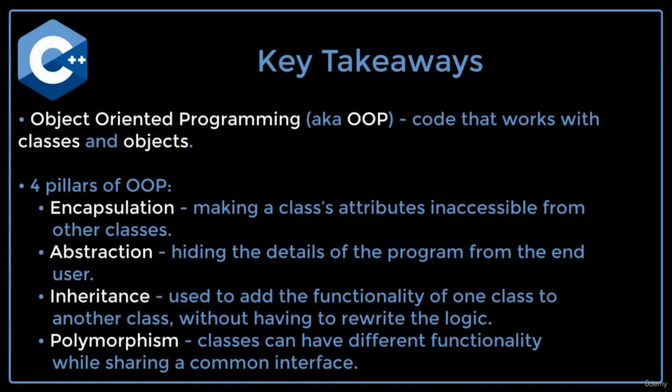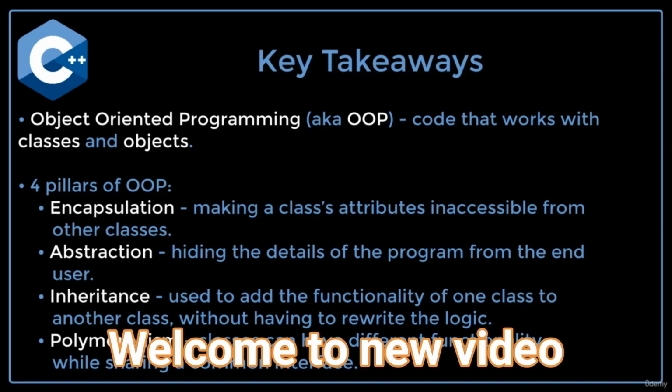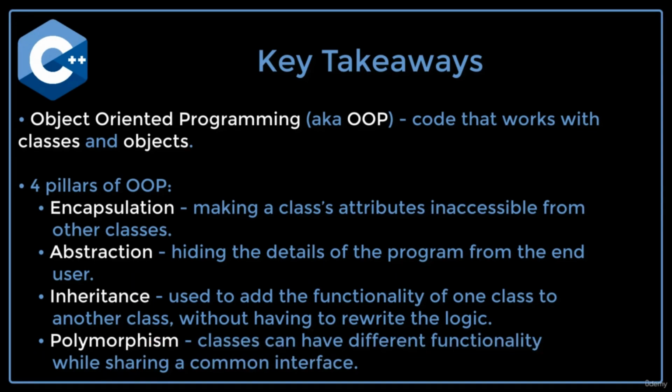In this video, we will recap the key takeaways from the material we learned in this section of the course. Object-Oriented Programming, or OOP, is code that works with classes and objects. C++ is an object-oriented programming language, along with languages such as Java, C#, and Python. There are 4 pillars in object-oriented programming: inheritance, encapsulation, abstraction, and polymorphism.